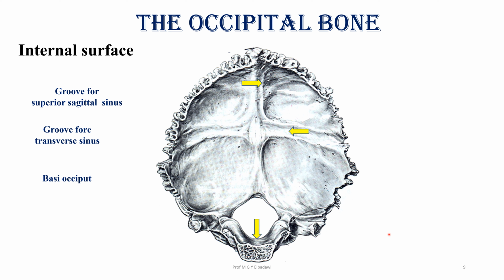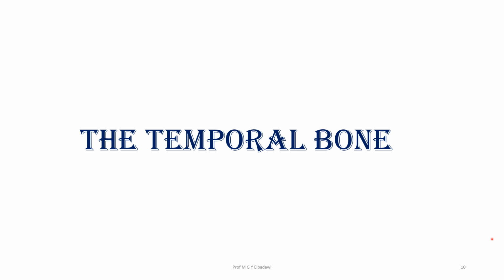That is the basal occiput, the basilar part of the occipital bone here, this part here. And this is the internal occipital protuberance. And this is the internal occipital crest. These are the sites of the occipital bone.